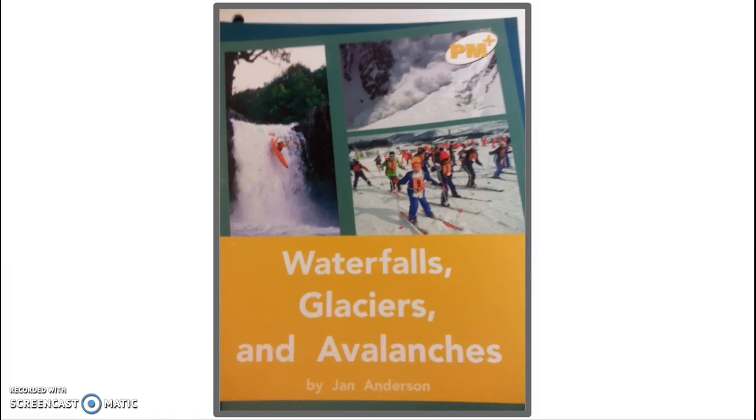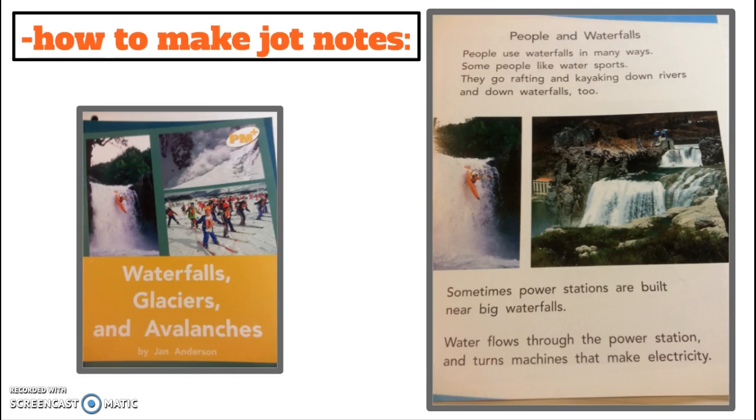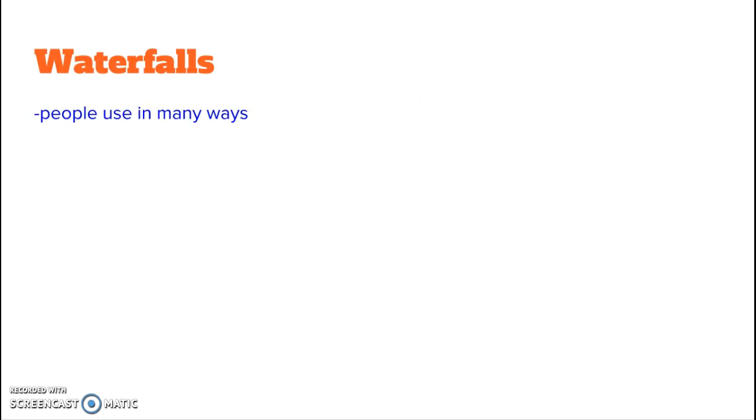Here's a book that you may have seen in your class library. It is called Waterfalls, Glaciers, and Avalanches by Jan Anderson. So first I'm going to read a sentence or two. People and waterfalls. People use waterfalls in many ways. Well, I think that's kind of important, so I'm going to write a Jot Note, but I'm going to put it in my own words. People use in many ways. I don't need to add the word waterfalls because it's in my title.